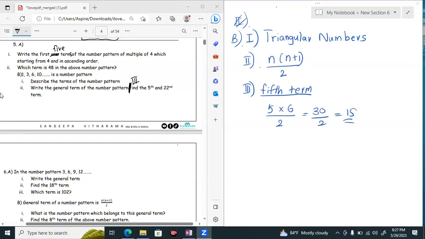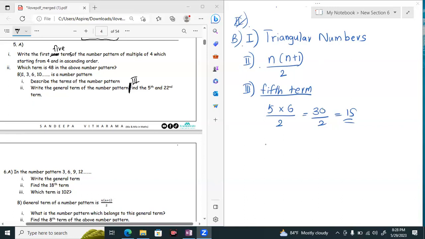Look, 5 into 6 alone is not the answer, right? It should be divided by 2 also, because the general term is n times n plus 1 over 2.